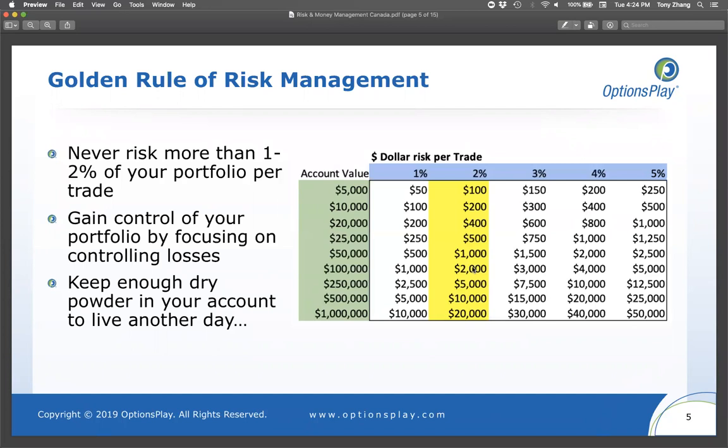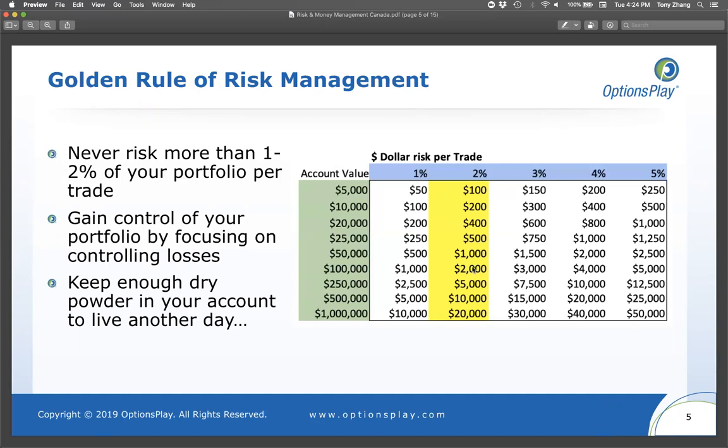So what you want to do is gain control of your portfolio by simply focusing on controlling your losses. Usually when we trade, we think about what our potential rewards, what our potential gains are. But to really grow your portfolio in the long run, what you should be focused on is controlling your losses, and we're going to show you why.